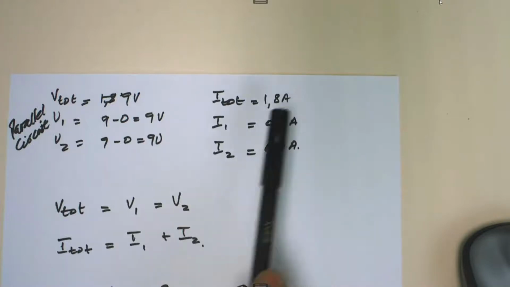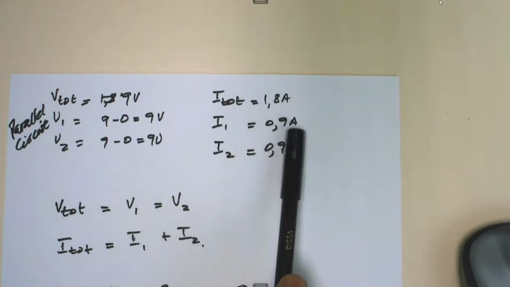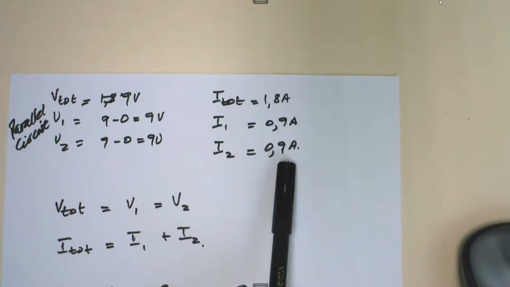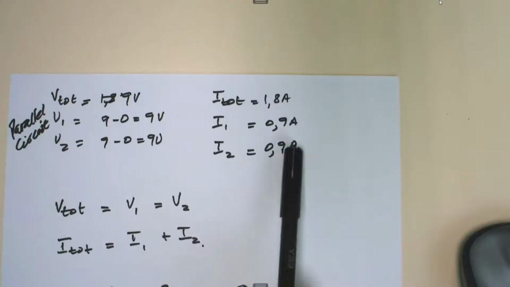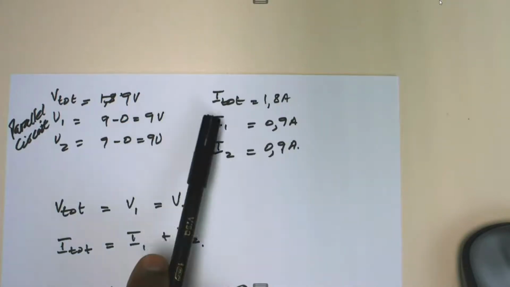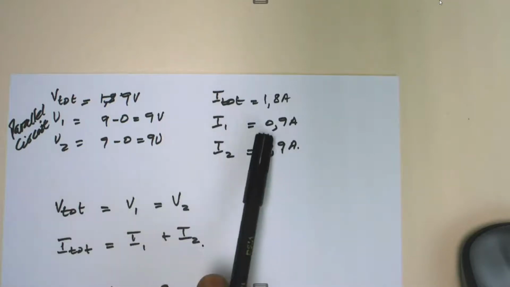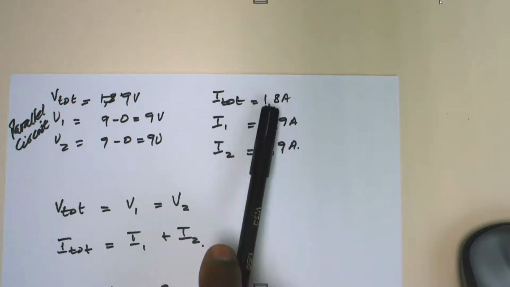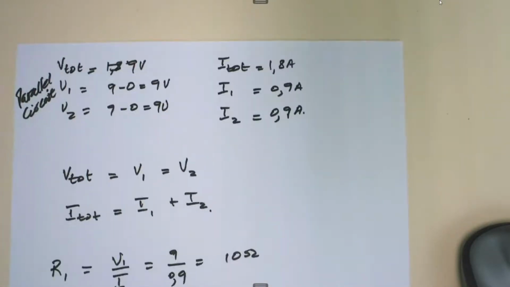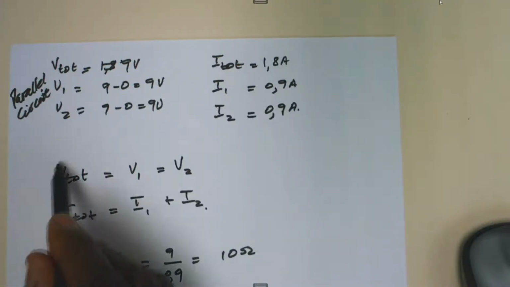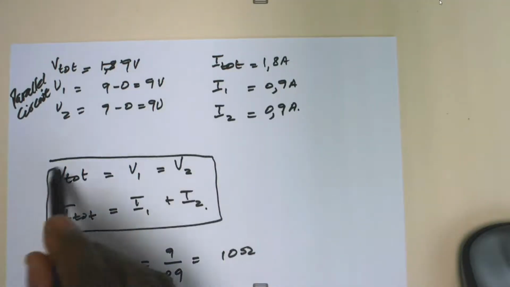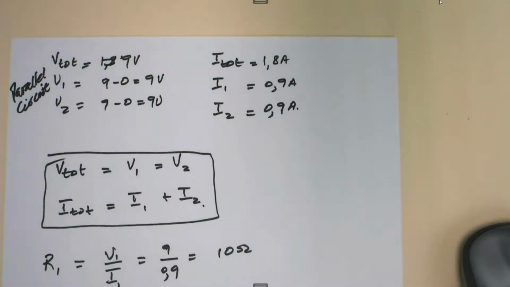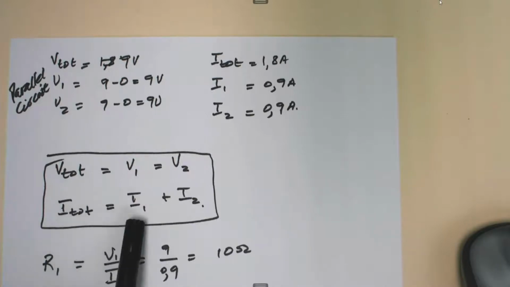1.8 amperes. The current through R1 was 0.9 amperes. And the current through R2 was 0.9 amperes. Now, what is the relationship here? You will notice that I total is the sum of these two. 0.9 plus 0.9 gives you 1.8. So these are the conclusions that I think we need to put there. For a parallel circuit, V tot is equal to V1 is equal to V2. And I tot is equal to I1 plus I2.